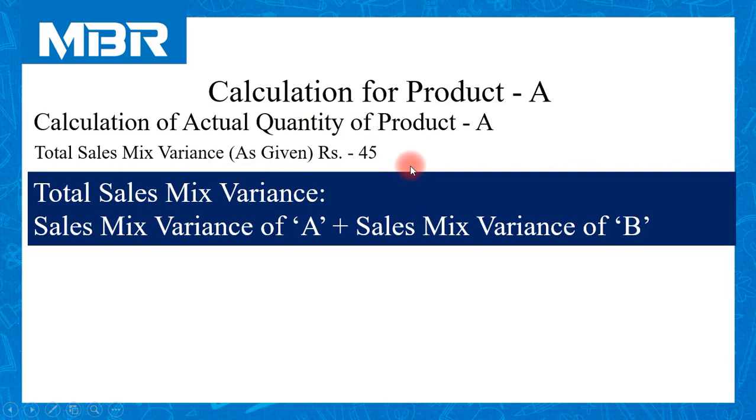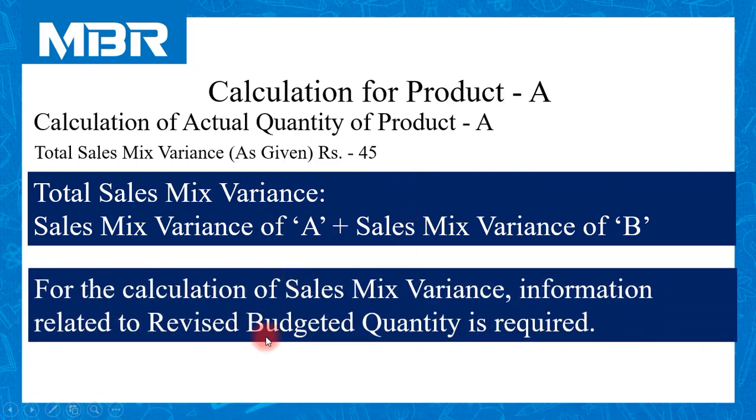Now, what is the total sales mix variance? As we are dealing with two products, product A and product B, total sales mix variance means sales mix variance of product A plus sales mix variance of product B. For the calculation of sales mix variance, information related to revised budgeted quantity is required, because without calculation of RBQ, it is not possible for us to calculate mix variance.